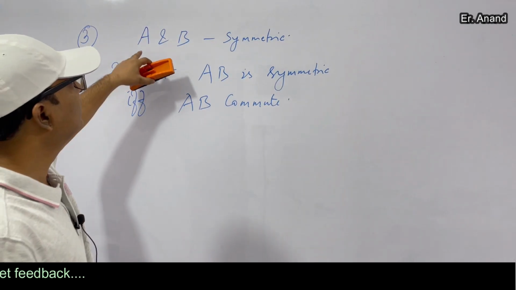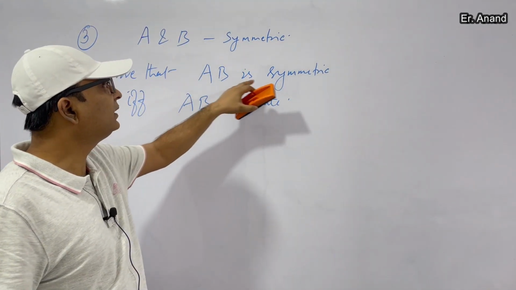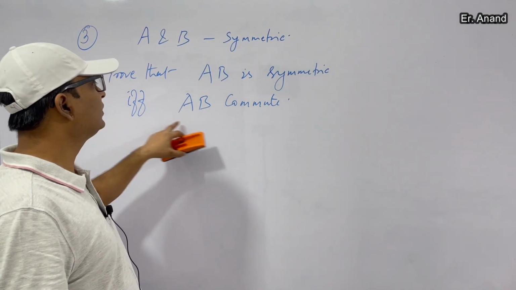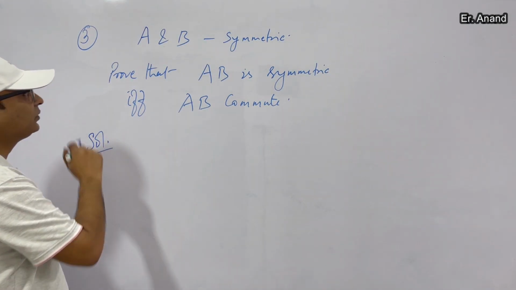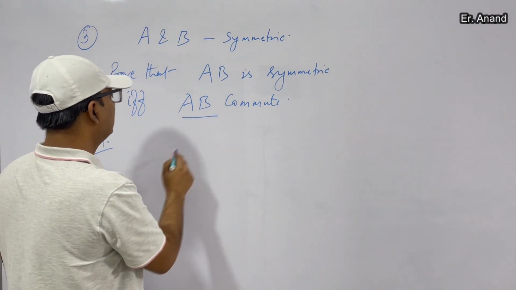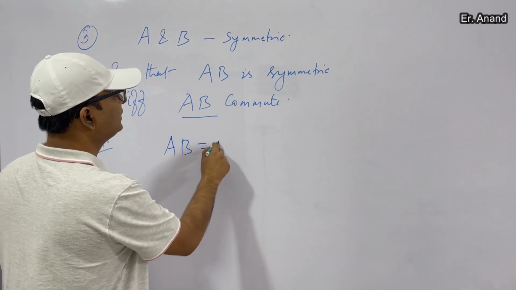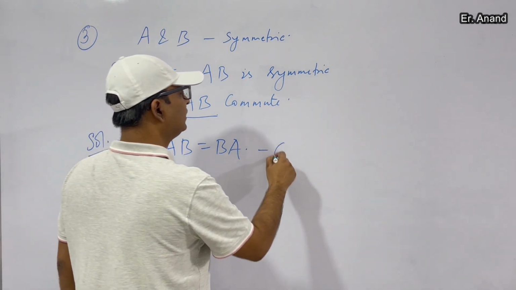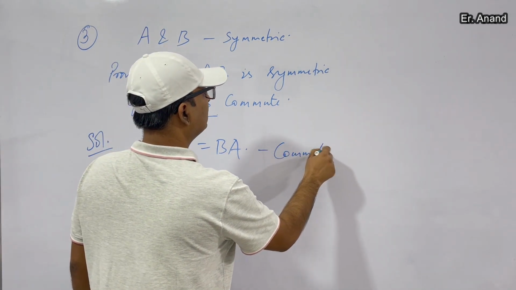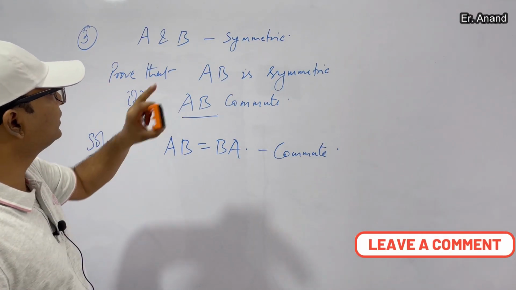Now the third question is, A and B are symmetric. Prove that AB is symmetric if and only if A and B commute. This is our question. First of all, what is the meaning of commute? Commute means if A and B commute, this means AB is equal to BA. Clear? This is the meaning of commute.